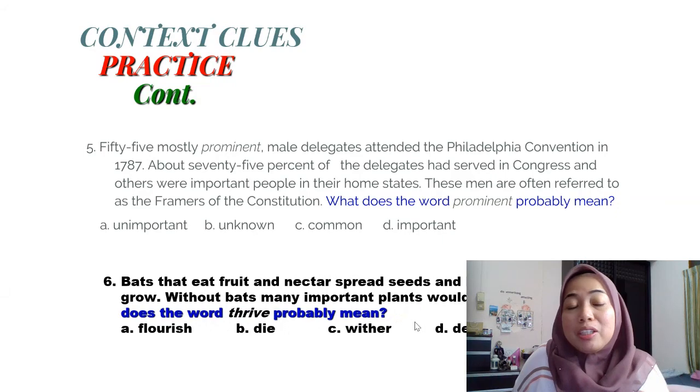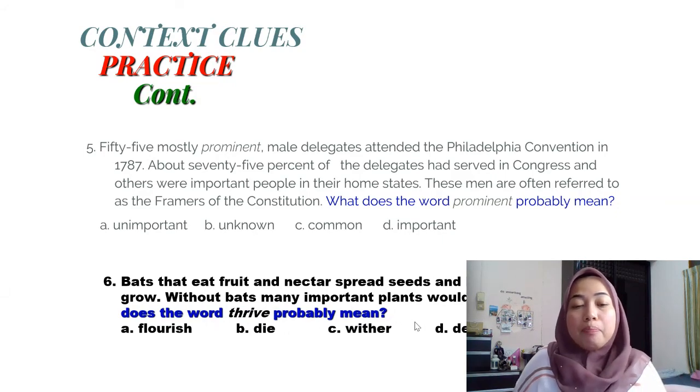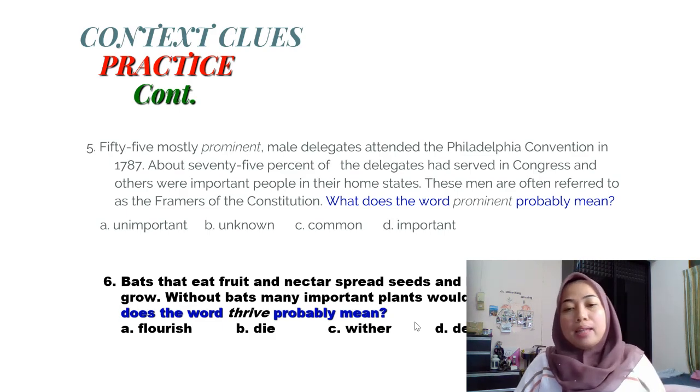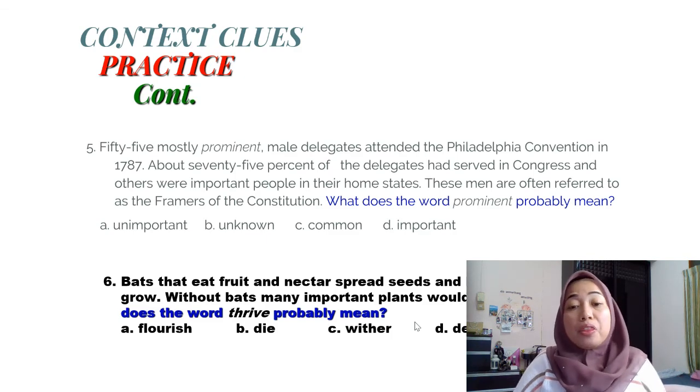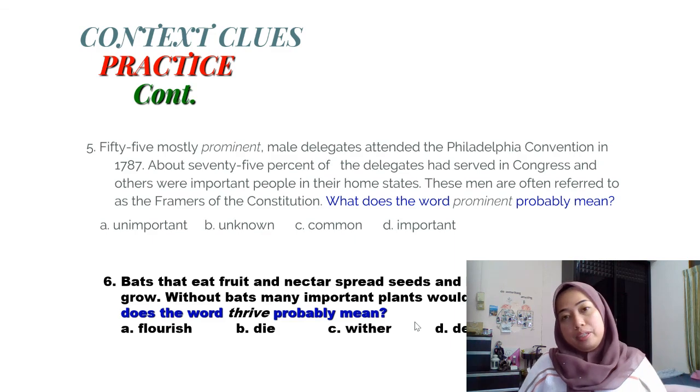The final question that we have here: bats that eat fruits and nectar spread seeds and help flowers grow. Without bats, many important plants will not thrive. What does the word thrive probably mean? Is it A, flourish? Is it B, die? Is it C, wither? Or D, deteriorate?